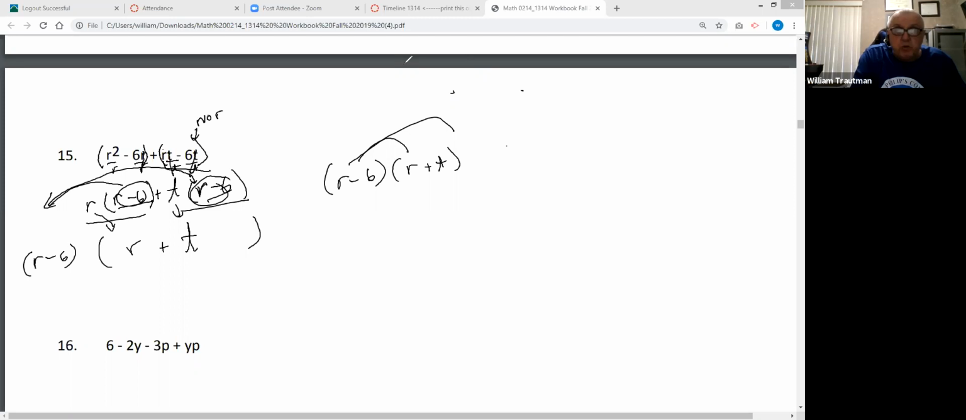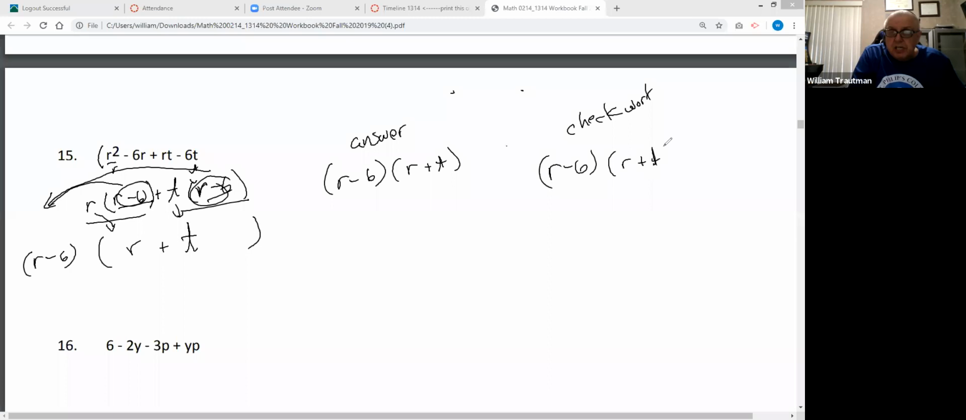Actually, when we FOIL, we're right back where we began. Watch this. I'm going to show you. Let me erase this part. So this is our answer. And I'm going to check my work now. I'm going to use distribution, right? The opposite of factoring is distribution. It's 2 terms times 2 terms, so we're going to FOIL it.